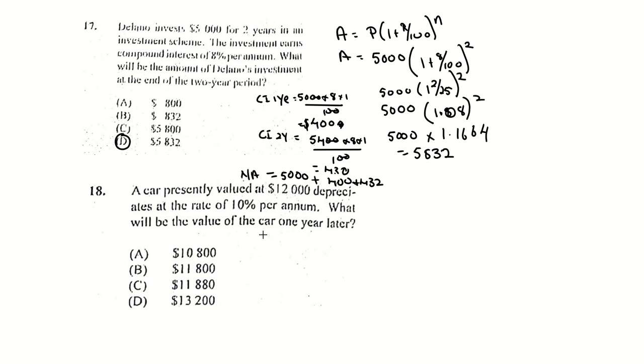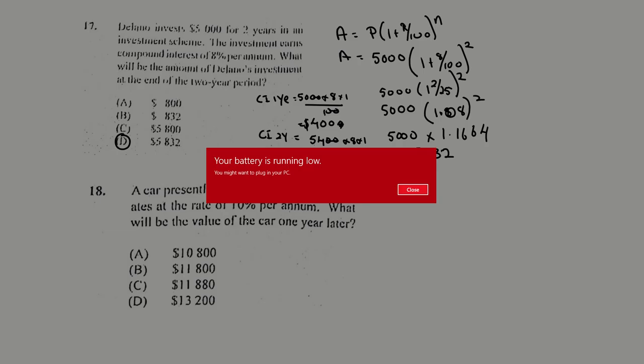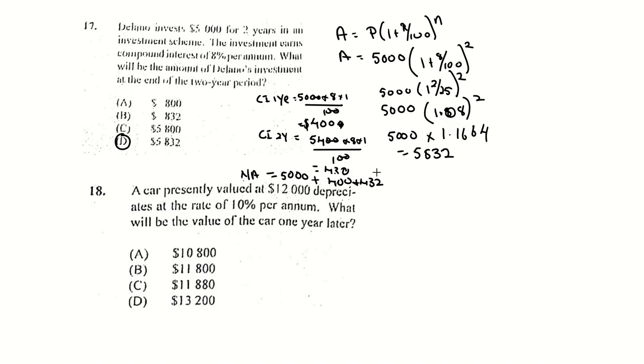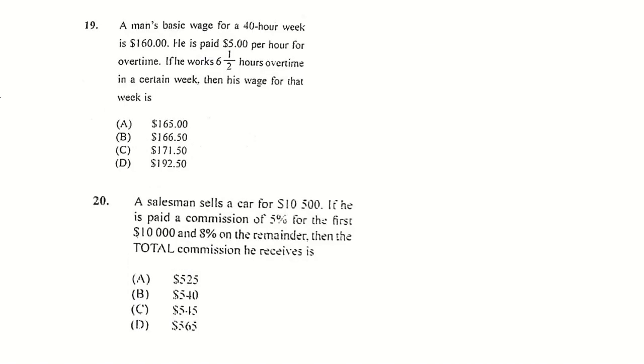A car presently valued at 12,000 depreciates at a rate of 10% per annum. What will be the value after 1 year? That is 10% of 12,000. So first off, what will be the value of the car? The value of the car after that 10% is 90% of 12,000. 9 twelves is 108, and then you add two zeros, so A is your answer for this question. Right, then let's look at the next number.